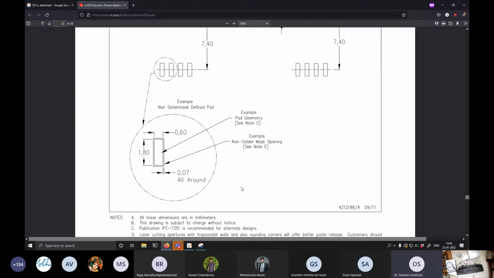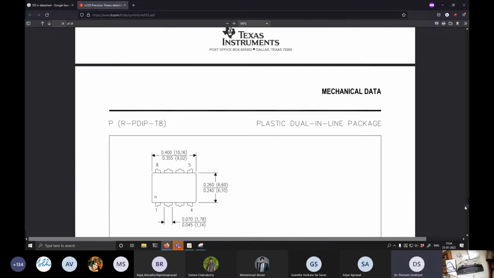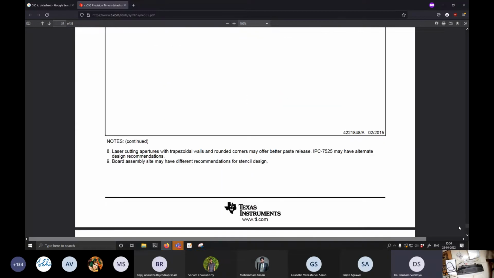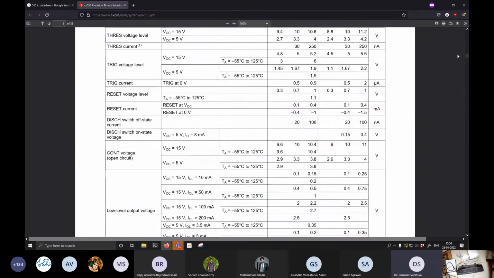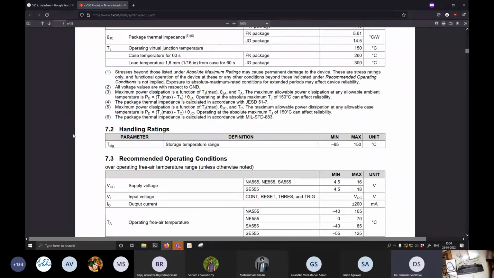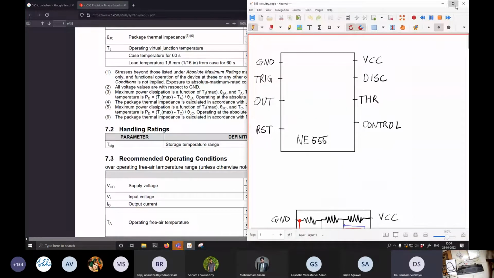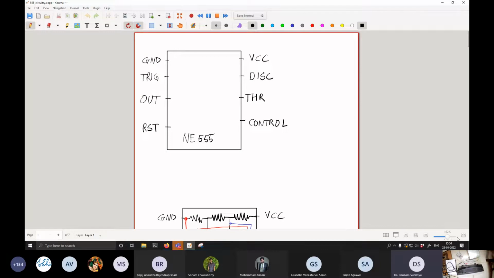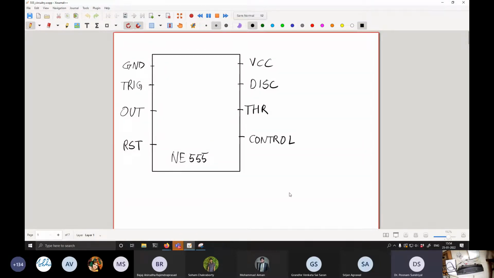All right, so now forget about all this. Lots of CAD drawings over here. Now let's turn our attention to the document that I've made. The NE555 has 8 pins, numbered 1, 2, 3, 4, 5, 6, 7, 8, and there's a notch on top.